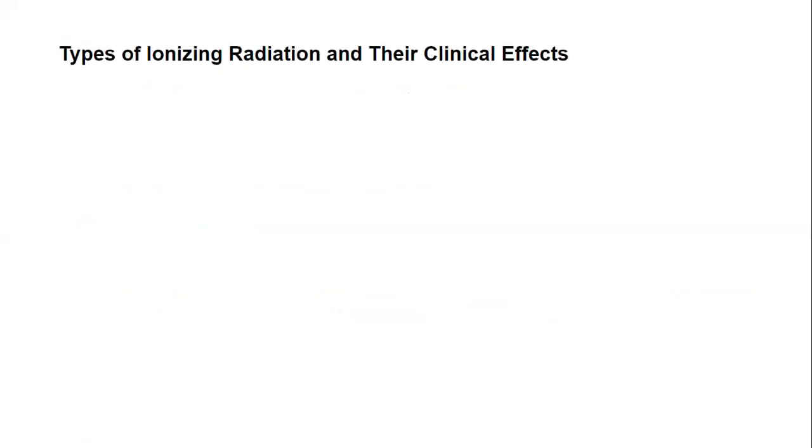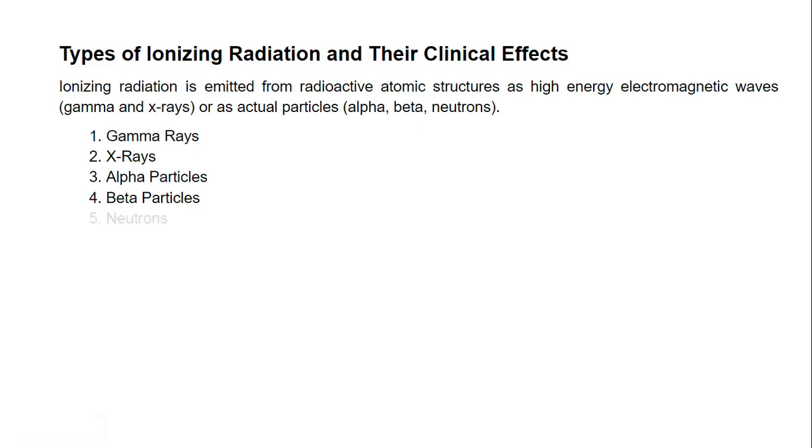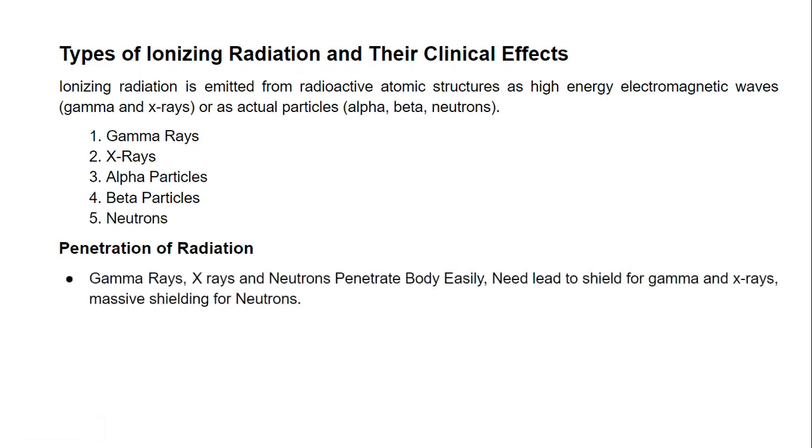Types of ionizing radiation, the hazardous ones and their clinical impacts. Ionizing radiation is emitted from radioactive atomic structure as high energy electromagnetic waves, gamma and X-rays, or as actual particles in the form of beta, alpha, and neutron particles. Gamma rays, X-rays, alpha particles, beta particles, and neutrons.